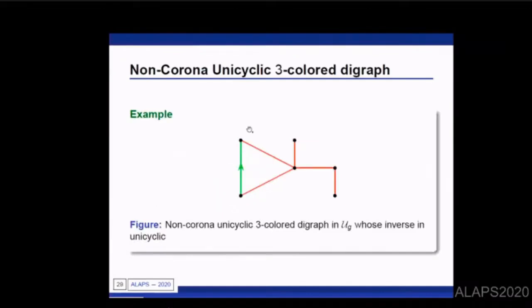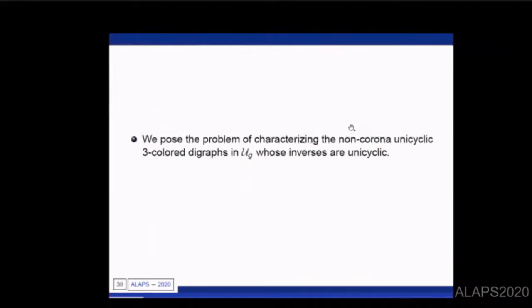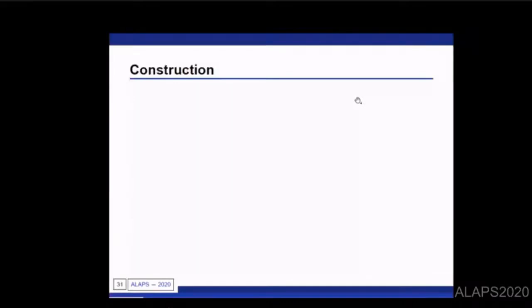The answer is yes. This is an example, a non-corona unicyclic three-colored digraph whose inverse is again unicyclic. So then we pose the problem of characterizing the non-corona unicyclic three-colored digraphs in UG whose inverses are again unicyclic. And this is how we can construct them.